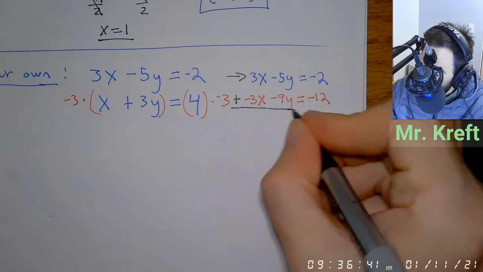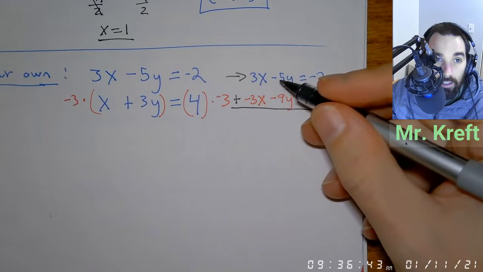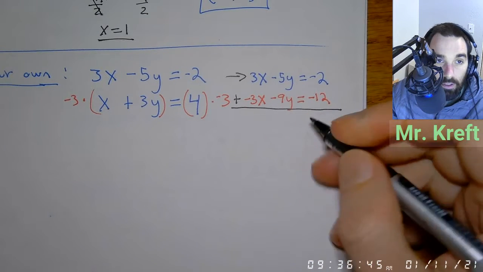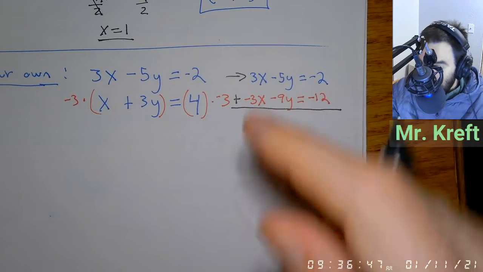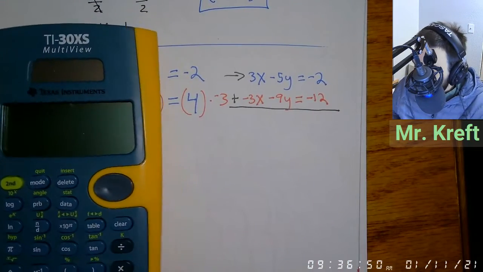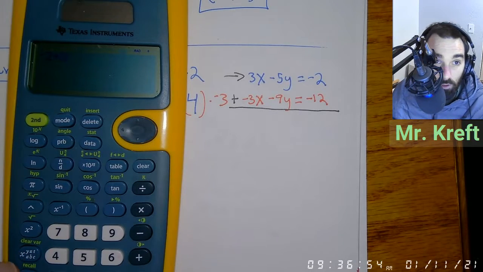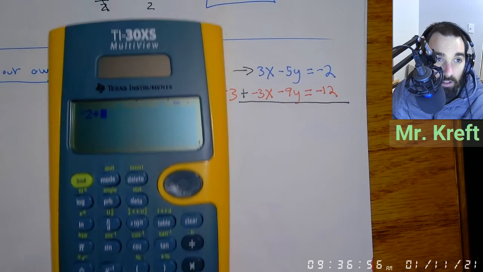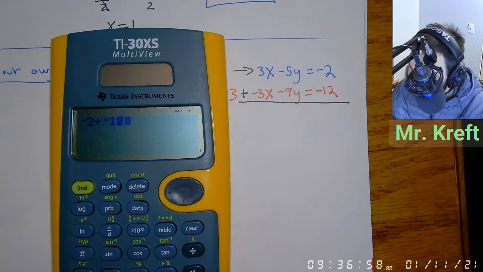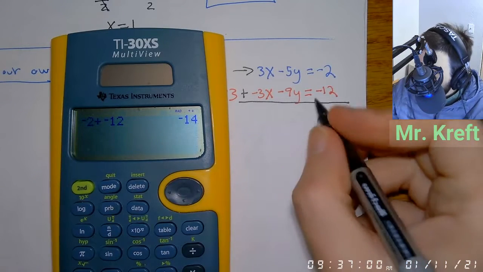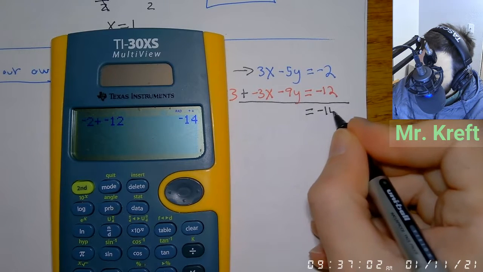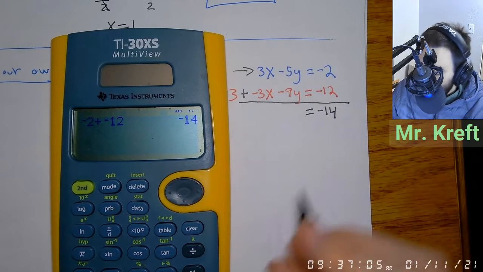And we're going to go ahead now and we're going to add. And remember, we add in columns. We just add straight down. So I'm having -2 plus -12. Now it's really easy here to make the mistake of just saying -2 minus -12. So make sure you say -2 plus -12, right? We're adding. So I'm going to have -14.